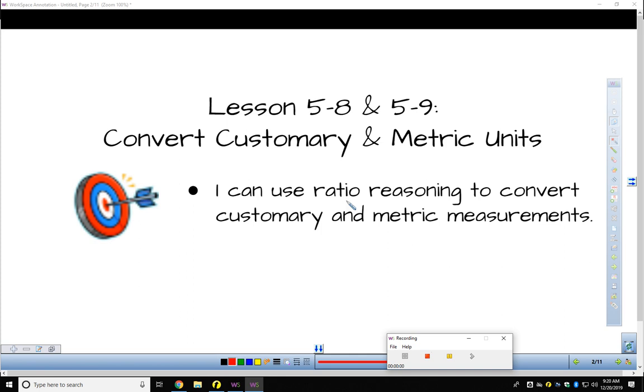Today we're going to be talking about converting customary and metric units, and we've lumped them together because it's the same skill just applied to different measurement systems. And essentially what we're going to do is use ratios to convert between them. So this is just another way to solve problems like this.